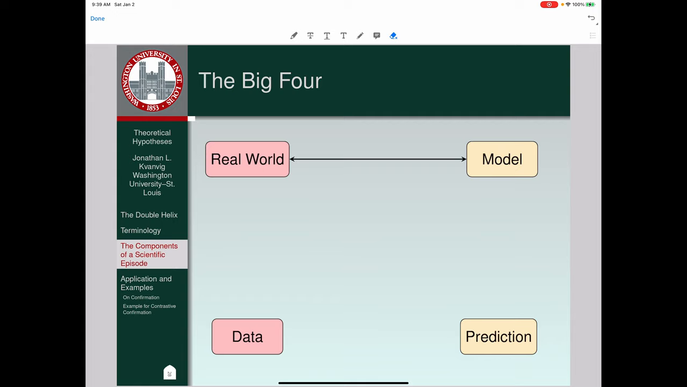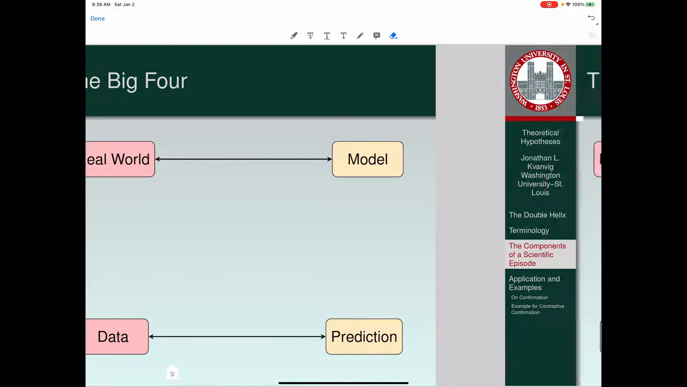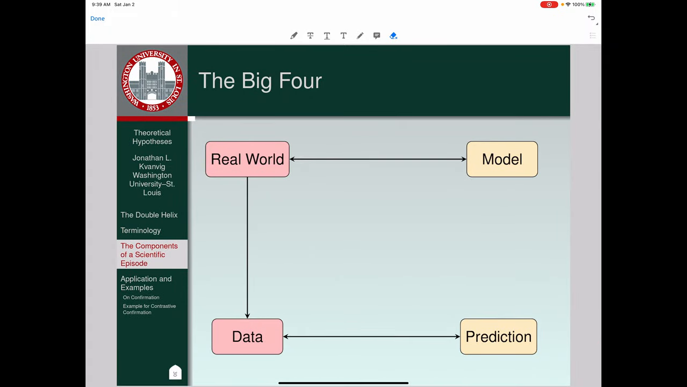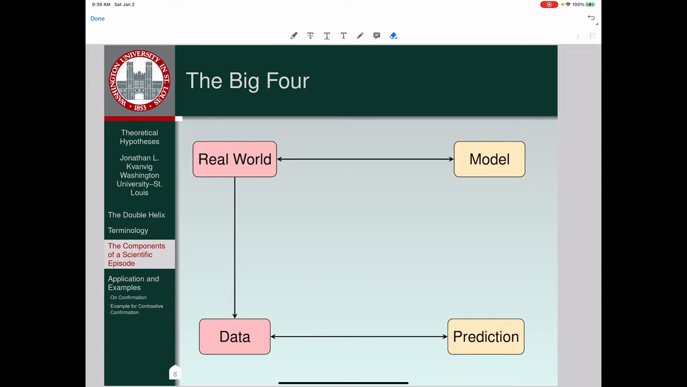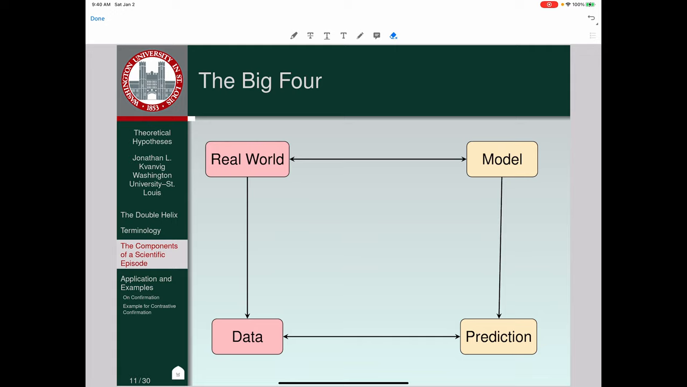In addition to the big four elements, we get arrows connecting the boxes. So the real world and the model obviously fit together. The data and the prediction are obviously related to each other. We get our data from the real world, so we have an arrow pointing in one direction from the real world to the data, and we get a one-way arrow from the model to the prediction. The prediction doesn't generate the model; the model generates the prediction. The data doesn't generate the real world; the real world generates the data. But we get interplay in both directions between the real world and the model, and the data and the prediction.